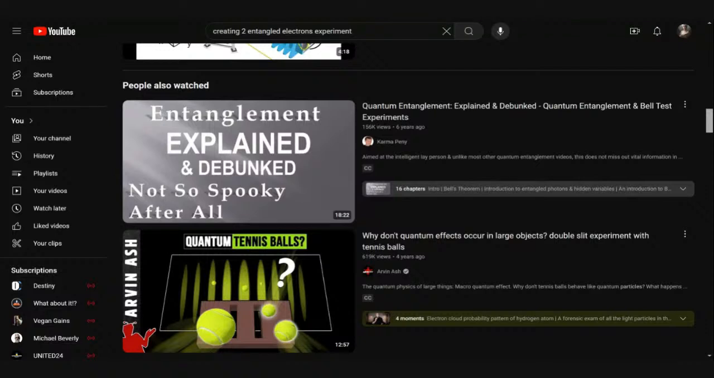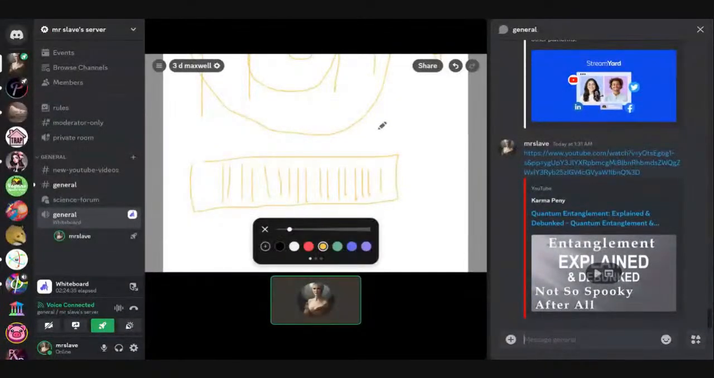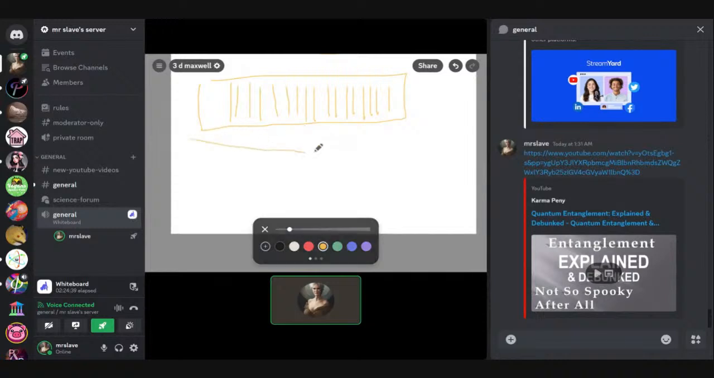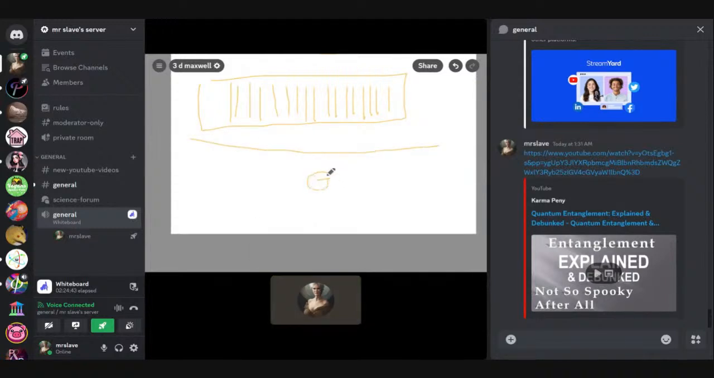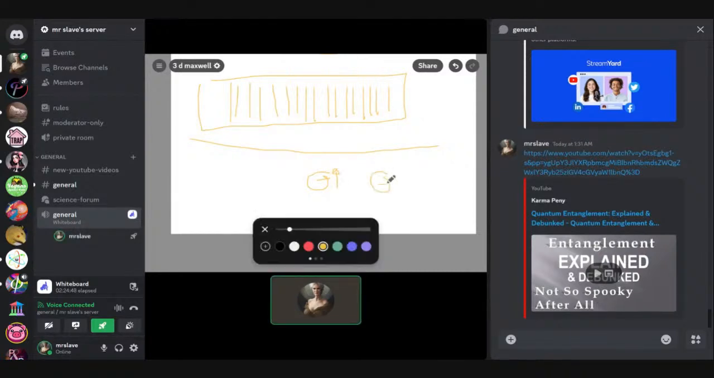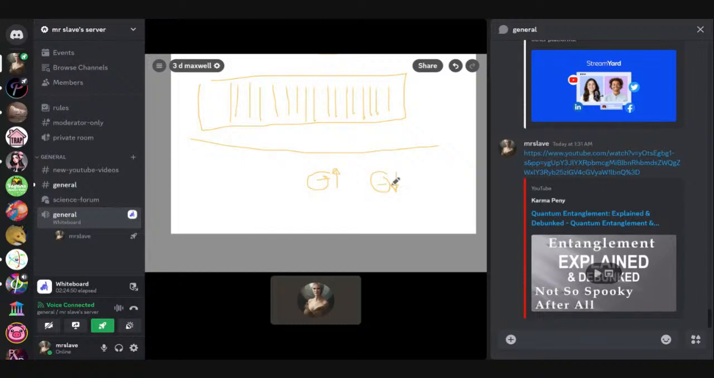But let's get back to how we find out, how can we scan a black hole. Anyway, you somehow, I don't know how, create two entangled electrons. One spin up and one spin down. Just ask ChatGPT, it will tell you.